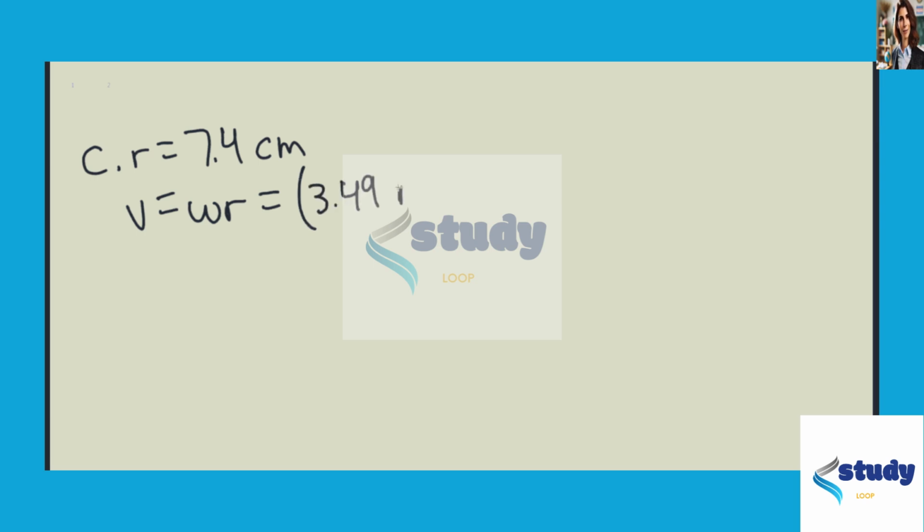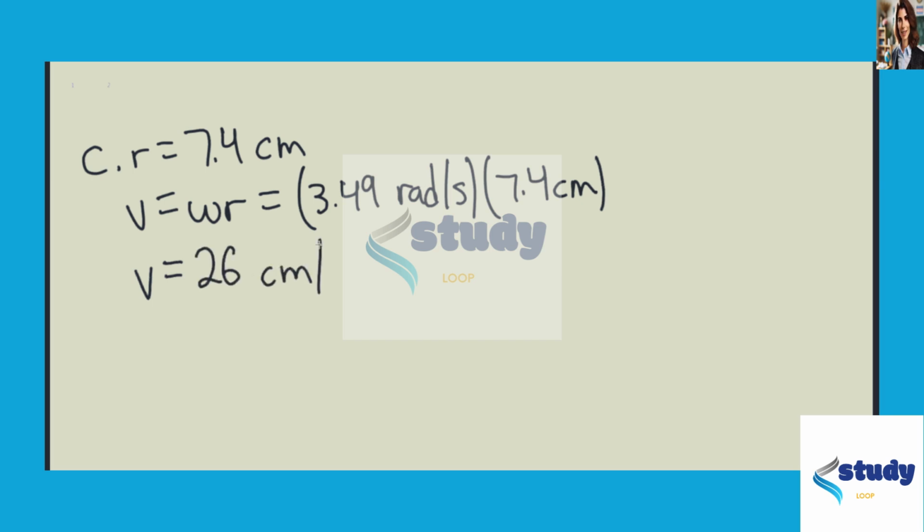For part C, now, we know that when r is equal to 7.4 centimeters, the v is going to be equal to the angular velocity times r. So this would be equal to, again, 3.49 radians per second multiplied by 7.4 centimeters. And for part C, we're getting a linear velocity of 26 centimeters per second. This would be our answer for part C.